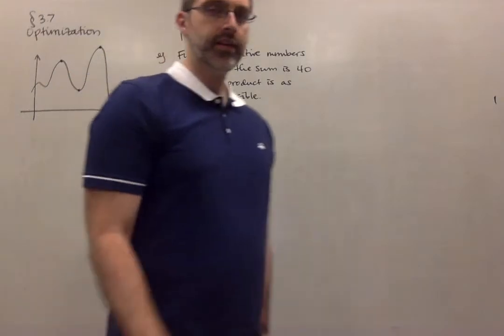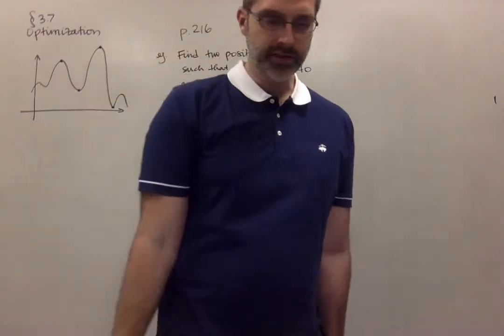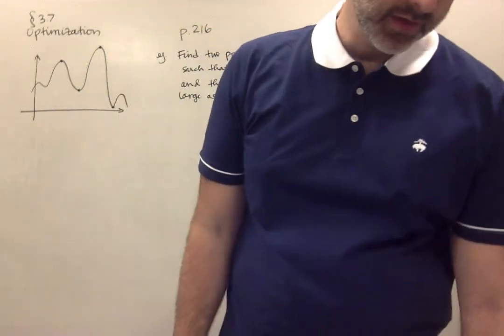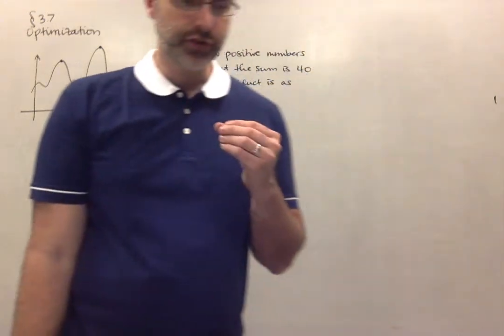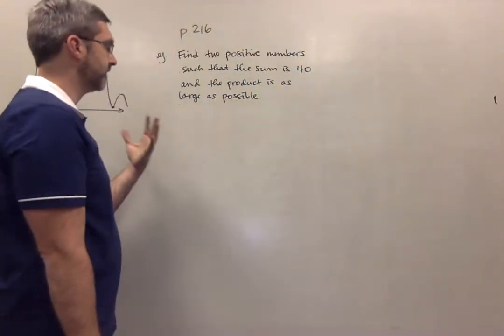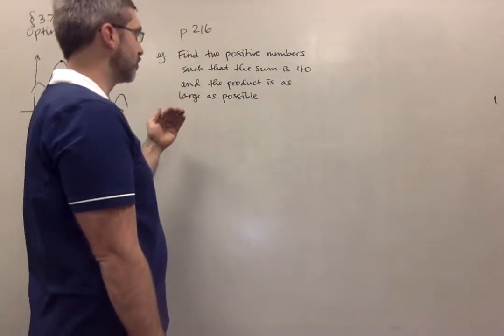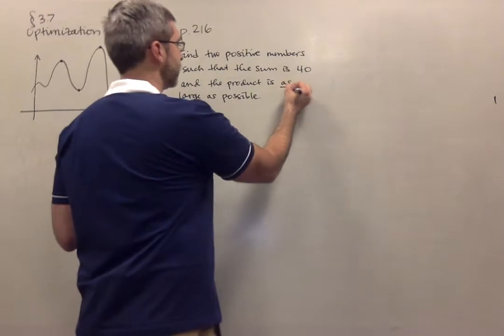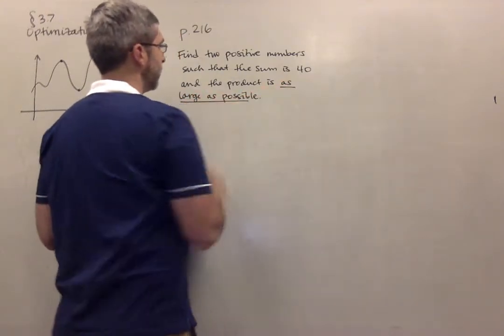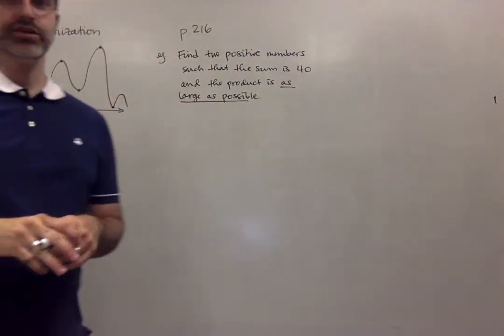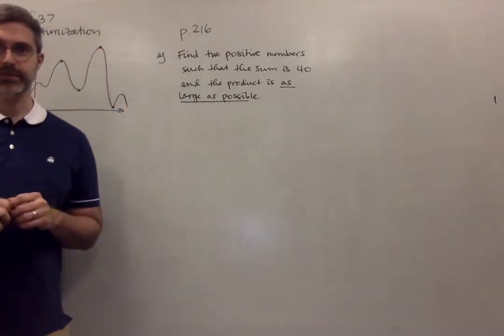Okay, now the key words here, you'll see this in your handout. The types of words you're looking for are best, highest, lowest, most, least, largest, smallest. So the fact that I'm asking you for something that's as large as possible, that's my indication that I have an optimization problem here.